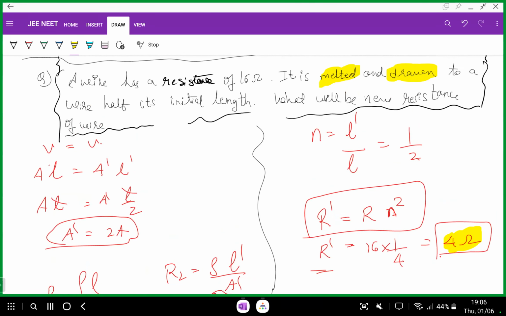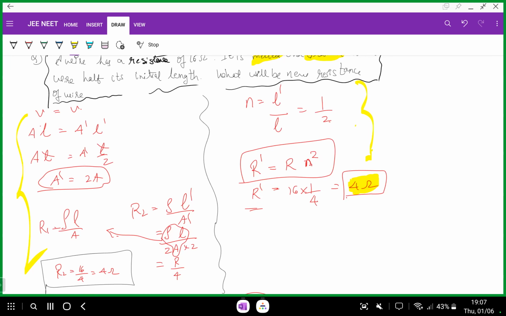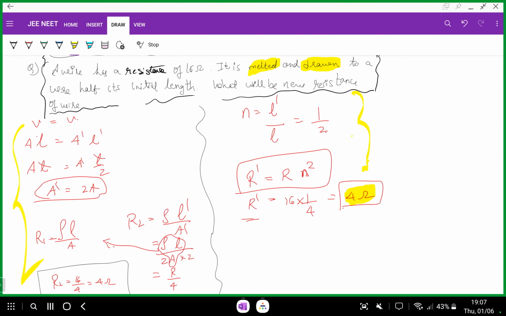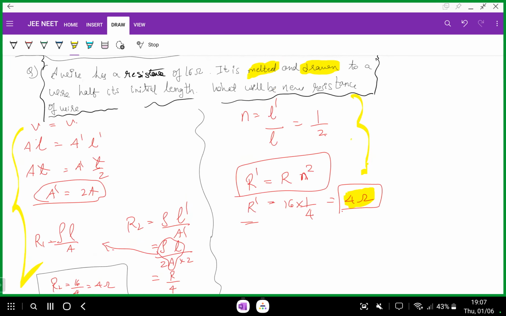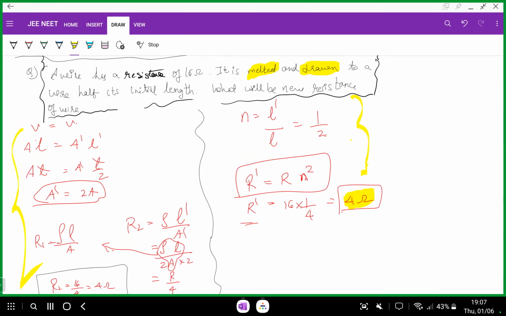Did you get it? Sir, could you scroll down? This is actually a shortcut way, but for understanding, we should know this way. As I wrote before, similar. Area will be changing because it's melting. It is not cut. If it is cut into two pieces, then we will not do this; we'll directly apply. But it is melted, so that is why the area will be changing. Melted or stretched or whatever.